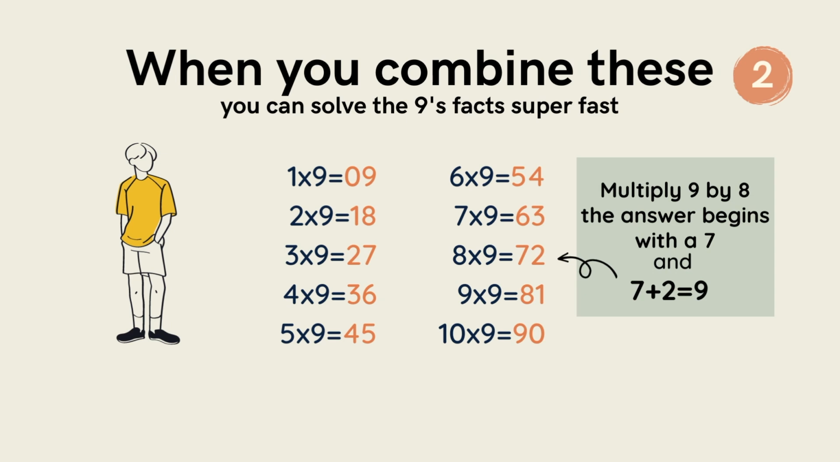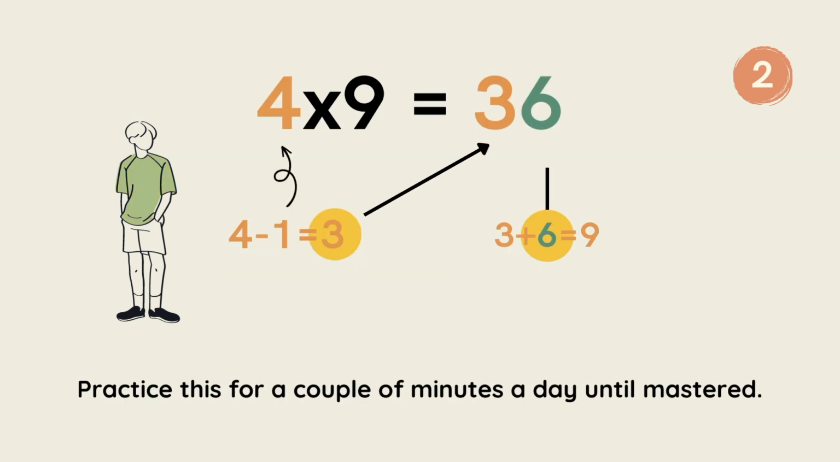For example, 8 times 9. 1 less than 8 is 7, and 7 plus 2 is 9, so the answer is 72. This works for the 9's facts from 1 to 10. Let's see another example. Let's take 4 times 9 equals 36. So 4 minus 1 is 3, and 3 plus 6 is equal to 9, so the answer is 36. Practice this for a little while until you get the hang of it. Once you do, it's super fast.